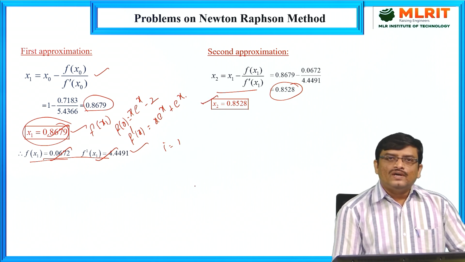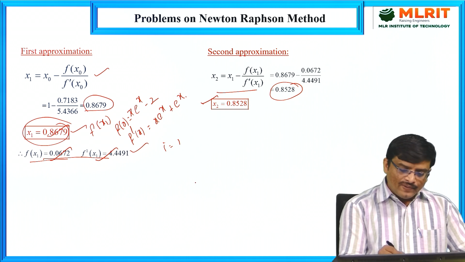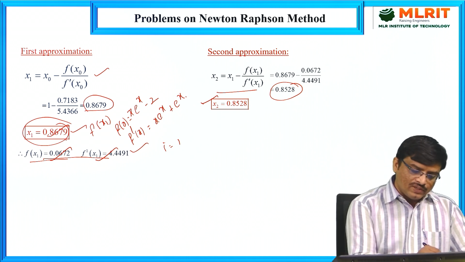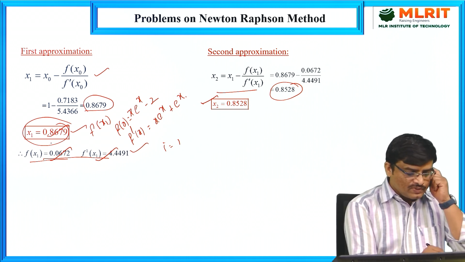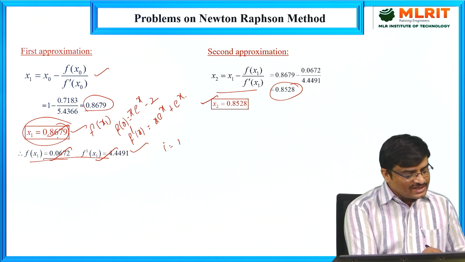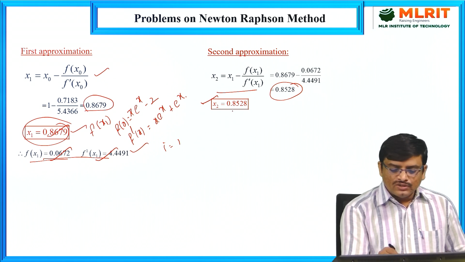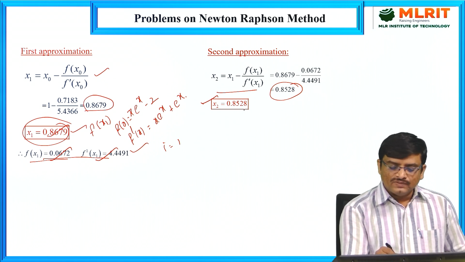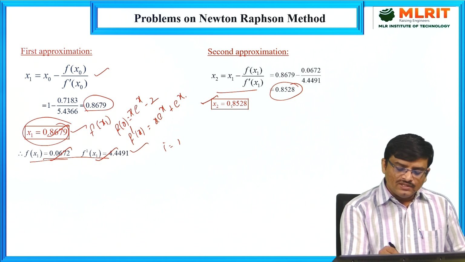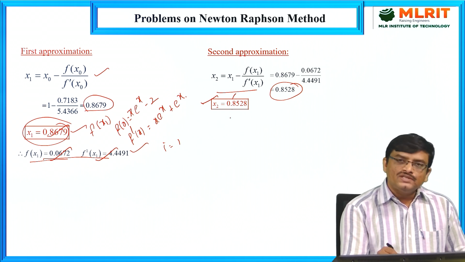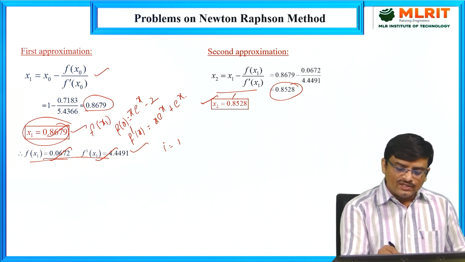So now if you want to stop the problem, you compare this x2 with the previous approximation. In the previous approximation we got 0.8679. Here we got 0.8528. So here after the decimal point, only the first digit is coincident. The second digit is not coincident.